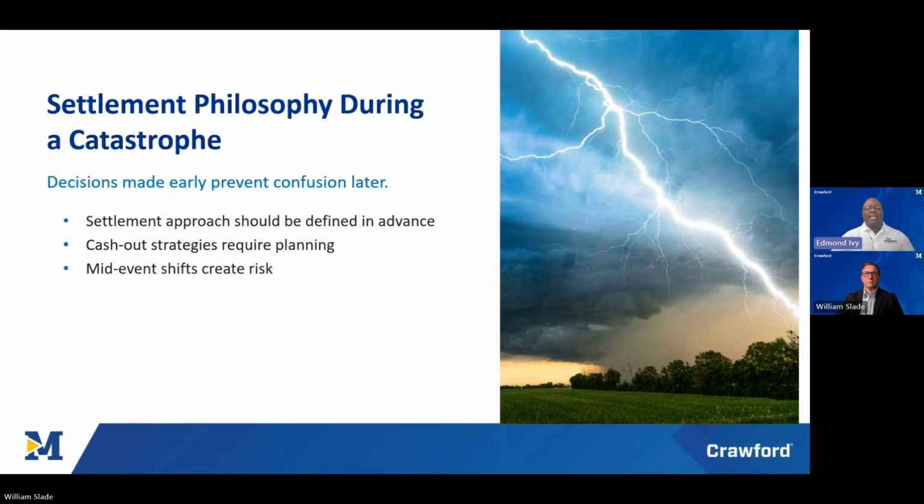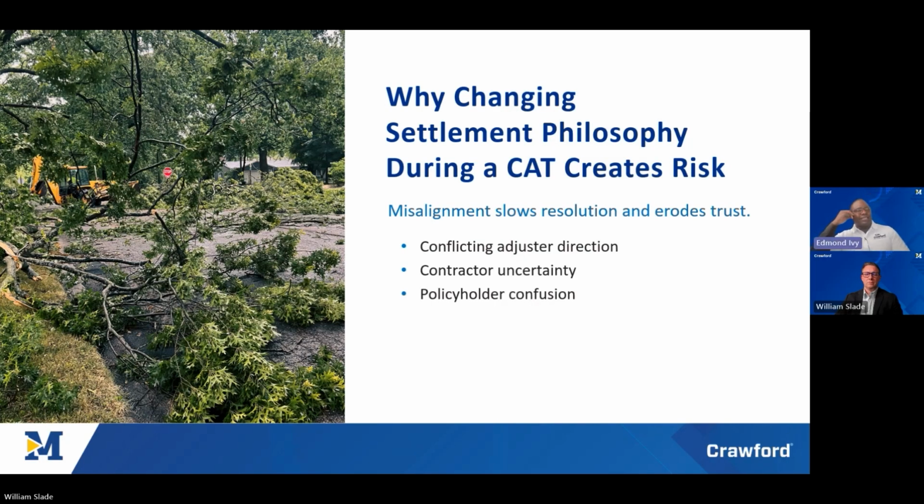And that's why determining and communicating claim settlement philosophies on specific perils in advance is going to help your organization, including adjusters and contractors, to move claims expeditiously. It allows them to execute tasks efficiently and set clear expectations with policyholders. So I want to dig a little deeper into that changing philosophy and how it creates risk when you do it abruptly or during the CAT event.